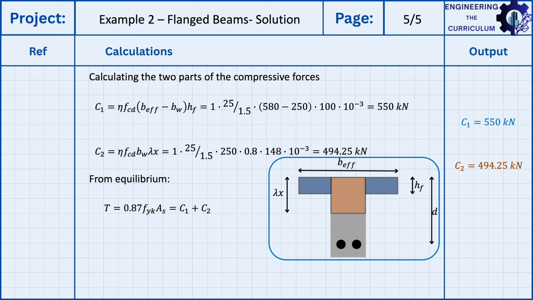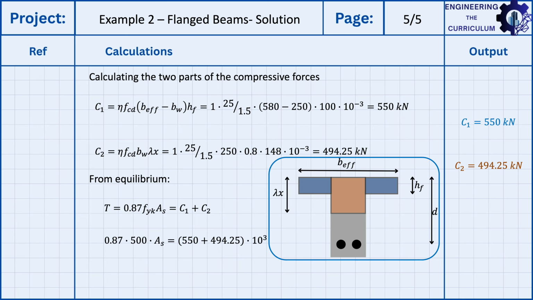Now, from equilibrium, we know that the force T, the tension force, which is provided by the tensile reinforcement, has to equal the compressive forces. That is the premise of all of our reinforced concrete design. T equals 0.87 times Fyk times the area of steel, and that has to equal C1 plus C2. Since we know the strength of steel as 500, we've got 0.87 times 500 times the area of steel, and that needs to equal C1 plus C2.